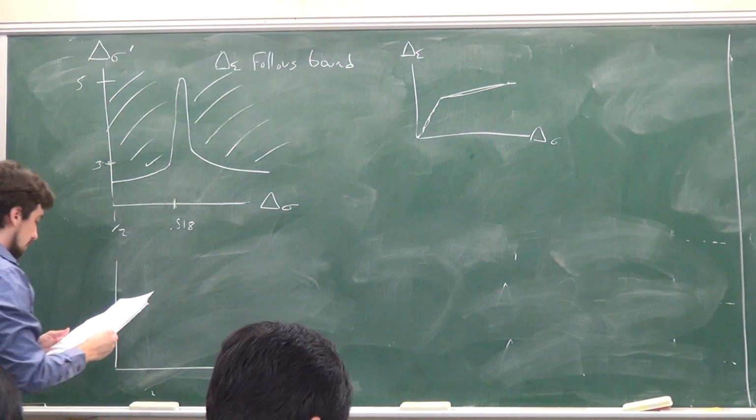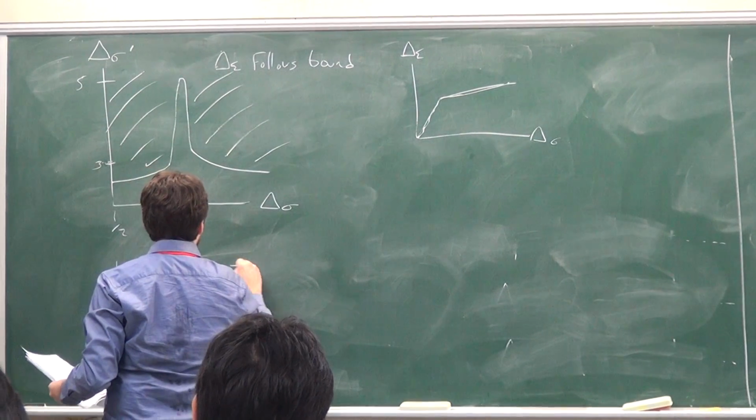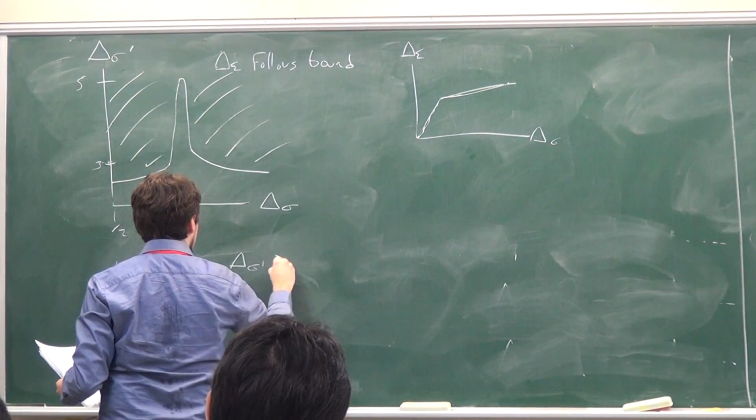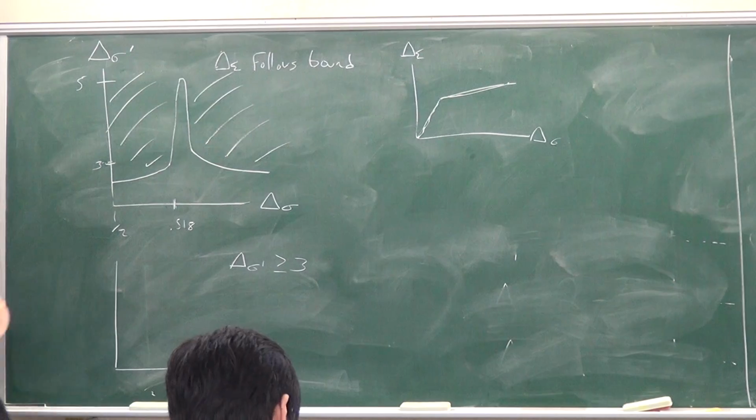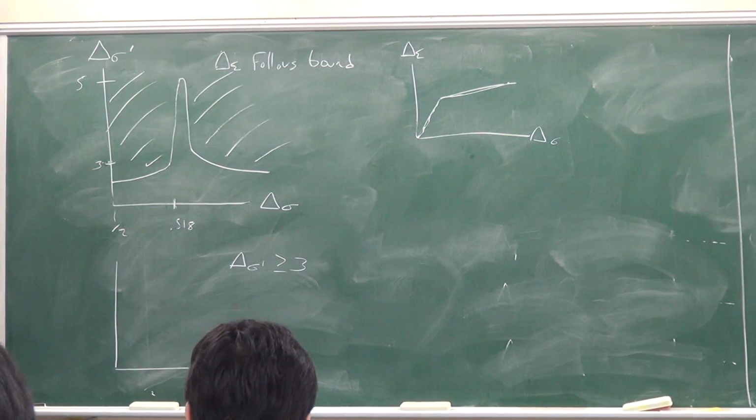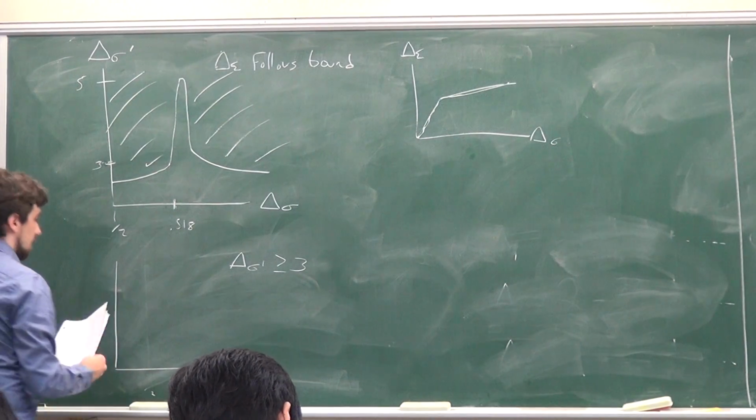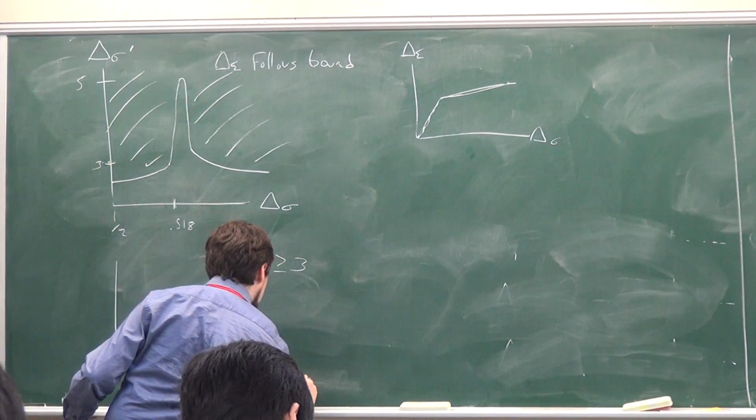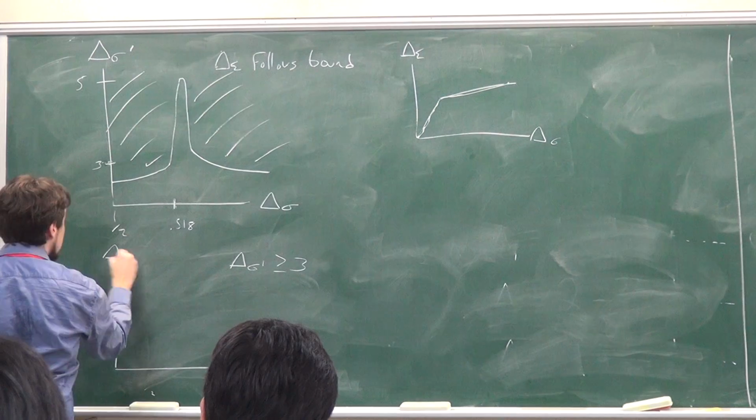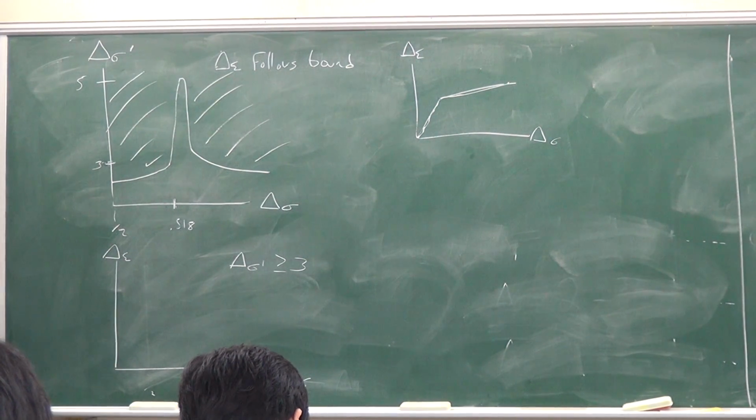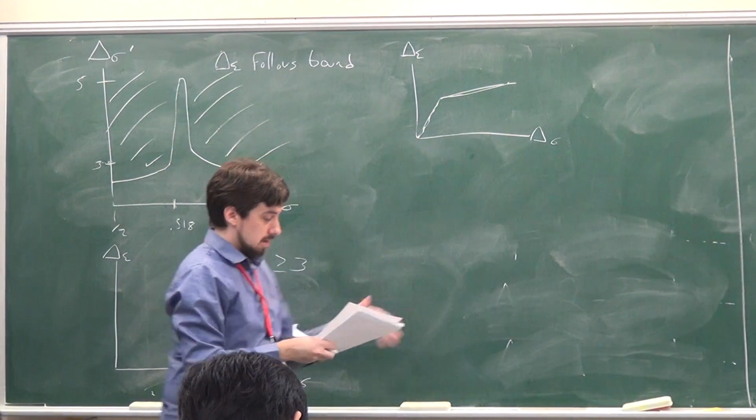the Z2 odd spectrum. So to be concrete, let me assume delta sigma prime is bigger than 3. So it's an irrelevant operator. Then, and replot the allowed region in the delta sigma, delta epsilon plane, which before gave me this upper bound.